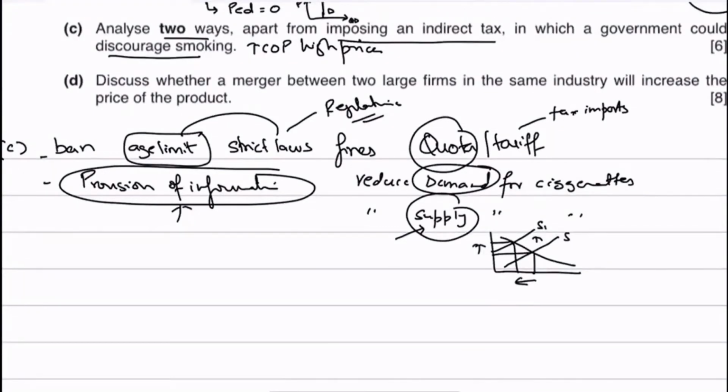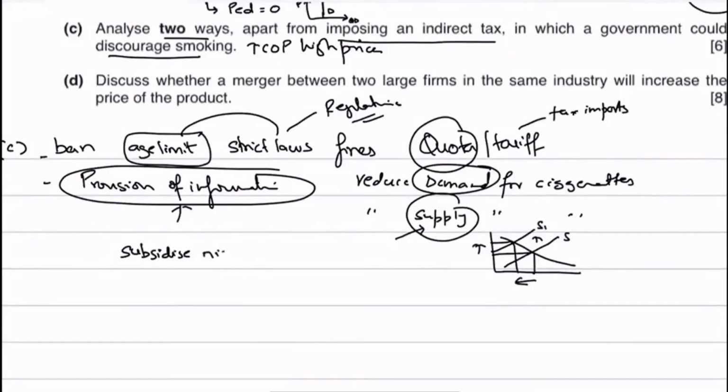Another thing that the government could do is, maybe there are some alternatives to cigarettes as well, such as nicotine patches. Nicotine patches are often prescribed by doctors for those people who are severely addicted to smoking. So if the cost of nicotine patches is very high, maybe the government could subsidize nicotine patches, right?